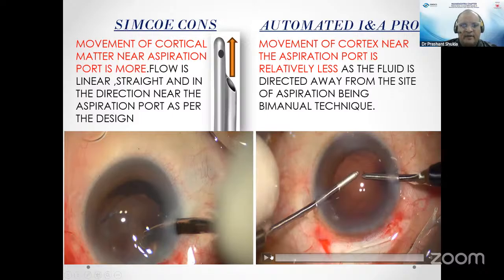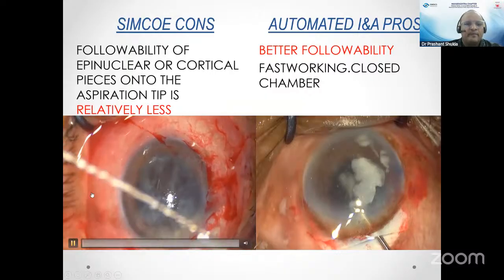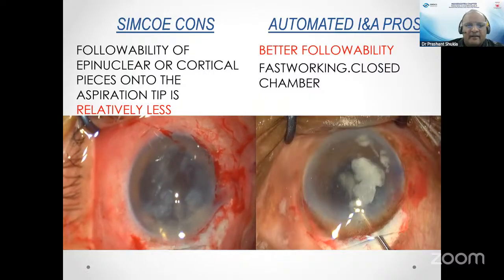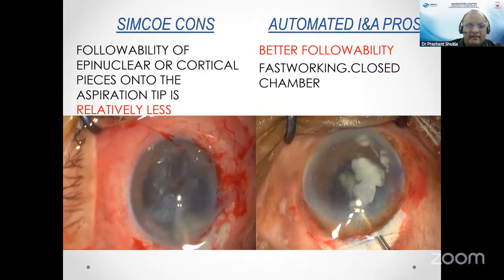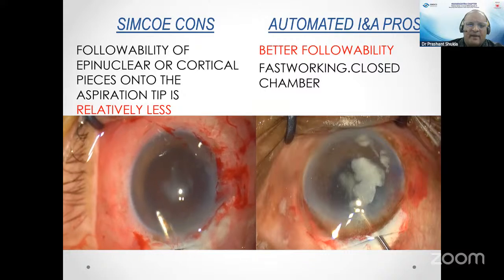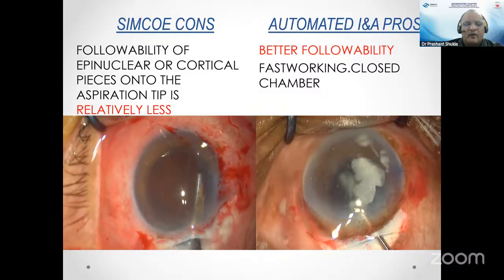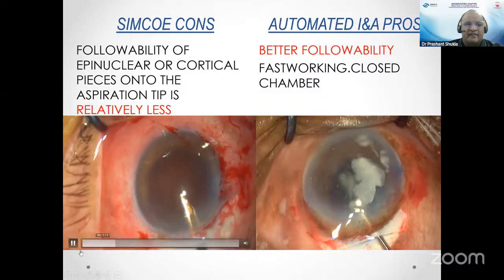One more video I will be showing. In this case, I feel the followability of the cortical pieces and the epinuclear pieces is relatively less in cases of using a Simcoe in comparison to the bimanual INA system. We'll see in a moment. The loose cortical matter and the epinuclear elements are removed just by irrigation. Probably because of the linear flow, the pieces are first repelled, and then they come to the tip for aspiration.